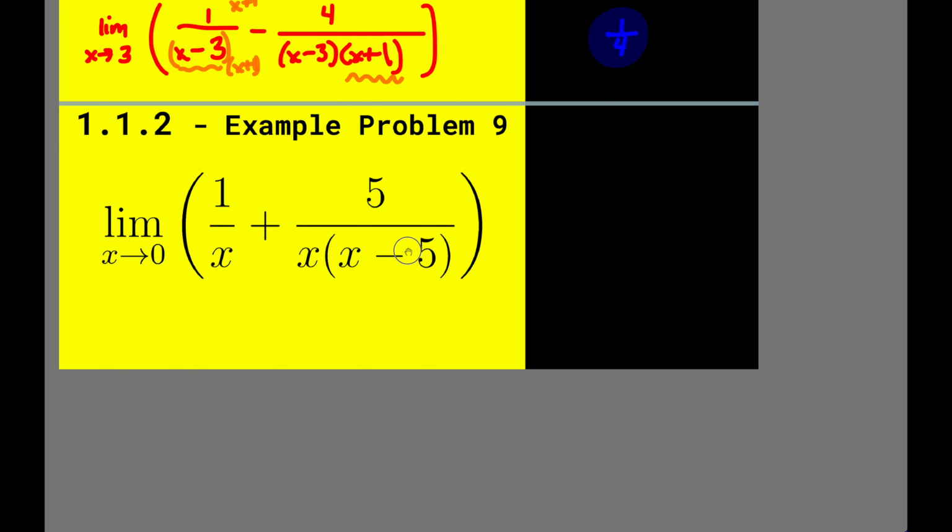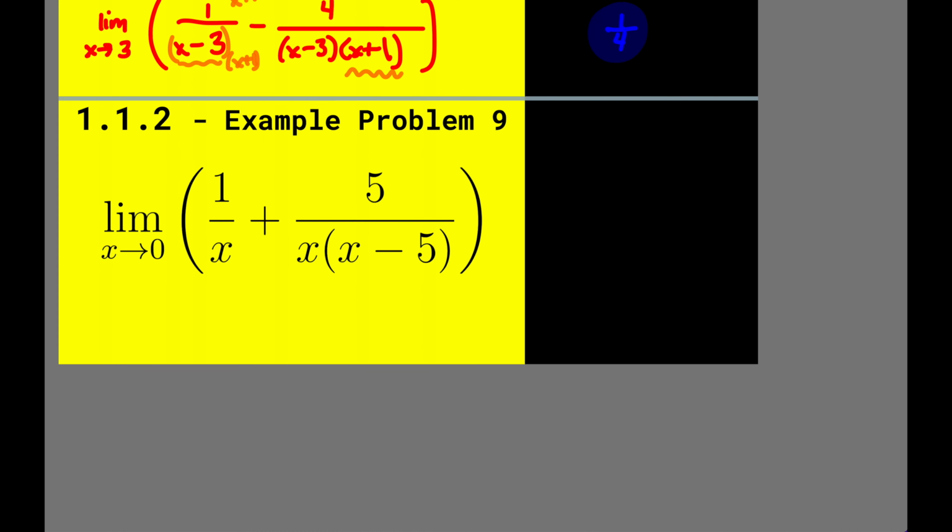Okay, number 9, the last one we're going to do in this section. First thing you're going to notice if you do direct substitution: 1 over 0 plus 5 over 0. Okay, indeterminate form, that means infinity plus infinity. Is one of them a negative infinity? What if there's a DNE? We don't know. So the main thing is we need to combine those using common denominators.